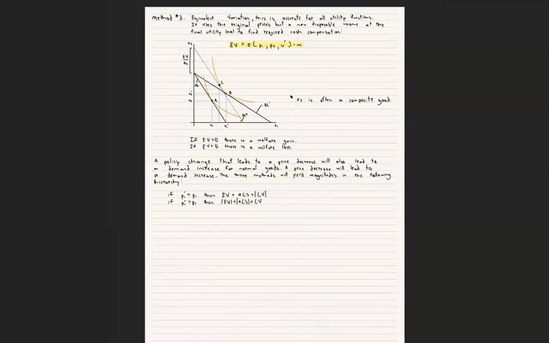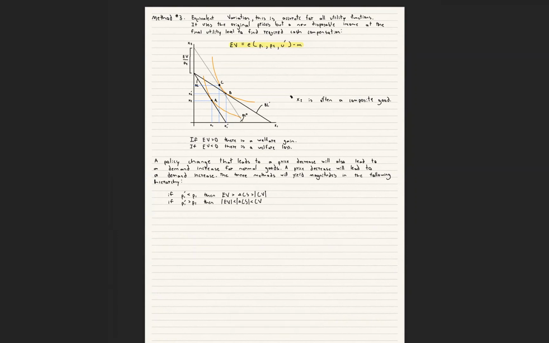The third method is going to be looking at equivalent variation, and this is going to be accurate again for all utility functions, and it uses the original prices but a new disposable income at the final utility level to find a required cash compensation amount. So we have your formula there for your equivalent variation, where your good number 2 is often a composite good. If your equivalent variation is greater than 0, you have a welfare gain. If your equivalent variation is less than 0, there is a welfare loss.